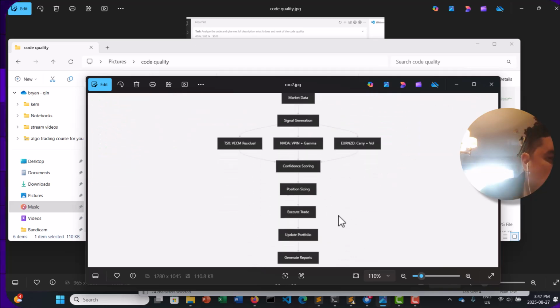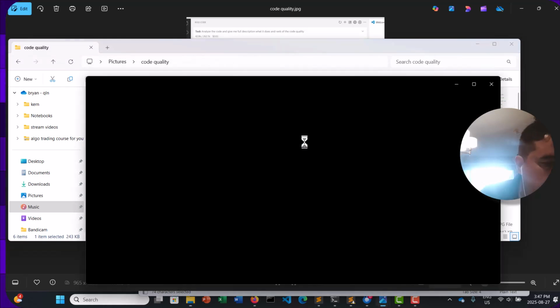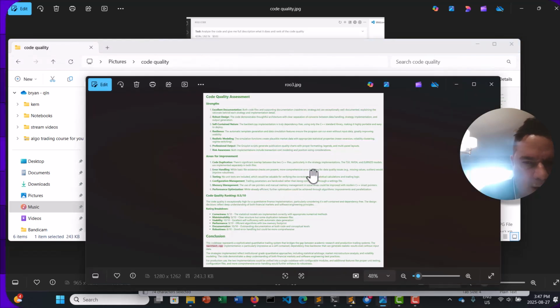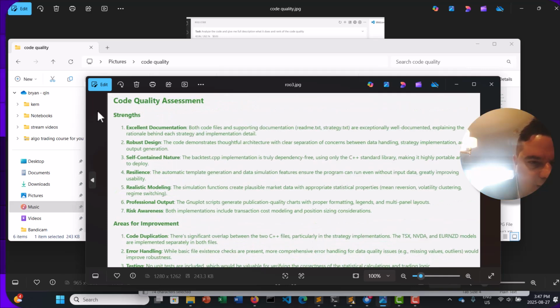So that makes it available on Docker on whatever cloud provider you want. So this is the last one. So this is the rating now. Excellent documentation, both code, supporting document README, strategy texts are exceptionally well documented, explaining rationale behind each strategy.